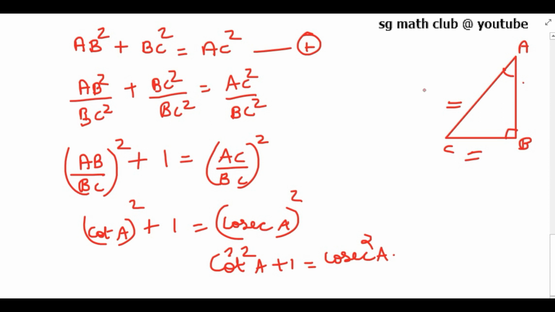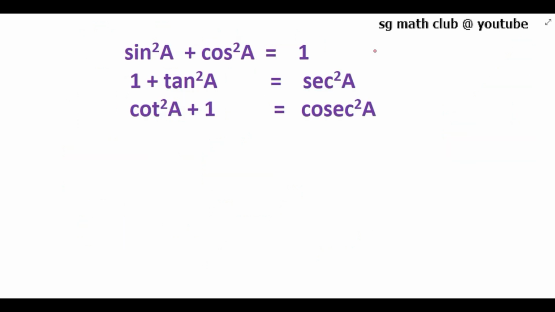The proof is very simple. You need to write the Pythagoras relation, then to get the first one, divide throughout the equation by AC square, hypotenuse. To get the second one, divide throughout by AB square, and to get the third trigonometric identity, divide throughout by BC square. So these are the three trigonometric identities.